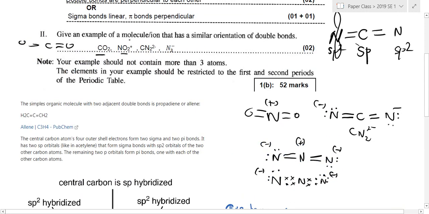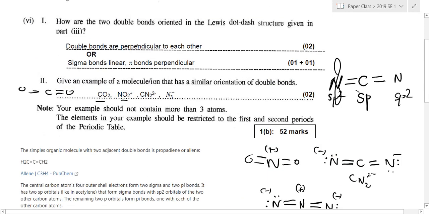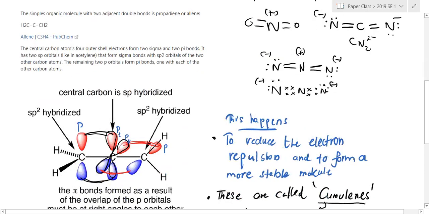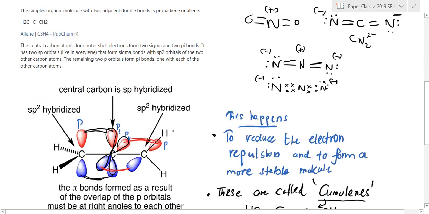Why are the two pi bonds perpendicular like this? To minimize the electron repulsion. Because when two double bonds get together, the electron density in this area increases. Therefore the repulsion forces also increase. To reduce those repulsion forces, they rearrange into a structure like this, perpendicular to each other. Perpendicular.